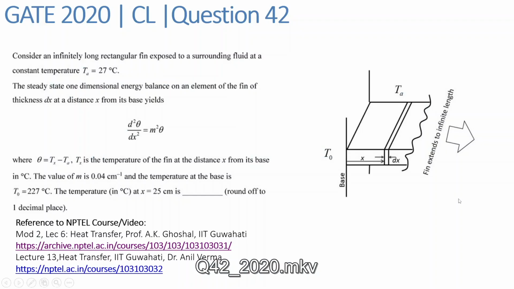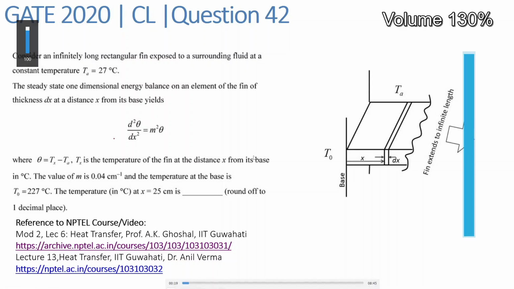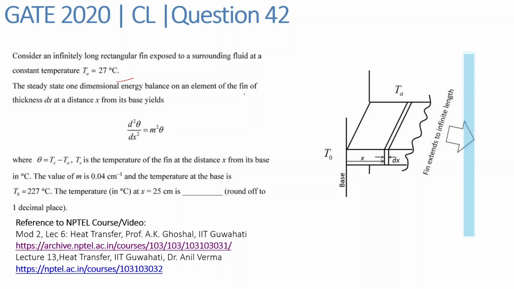Hello everyone. We will be solving question number 42 of GATE 2020 Chemical Engineering paper. The question is, consider an infinitely long rectangular fin exposed to a surrounding fluid at a constant temperature Ta equal to 27 degrees Celsius. The steady state one-dimensional energy balance on an element of fin of thickness dx at distance x from its base yields this equation, where theta is given as Tx minus Ta, where Tx is the temperature of fin at distance x from its base in degrees Celsius.